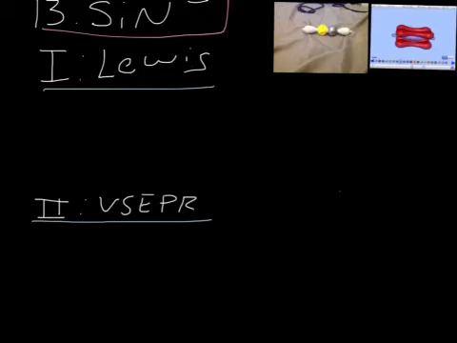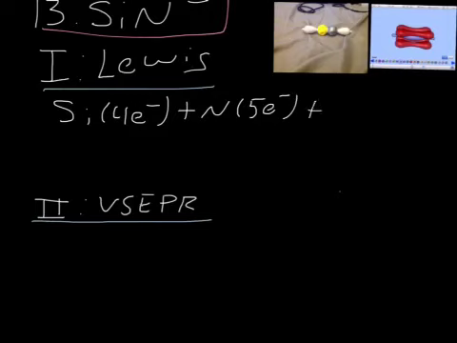So we must determine how many valence electrons are in this compound. So we know that silicon has a total of 4 valence electrons. We add that to nitrogen's 5 valence electrons. And since the compound is negatively charged, that gives us one more valence electron, which gives us a grand total of 10 valence electrons. So now that we know that, we can draw our Lewis structure.